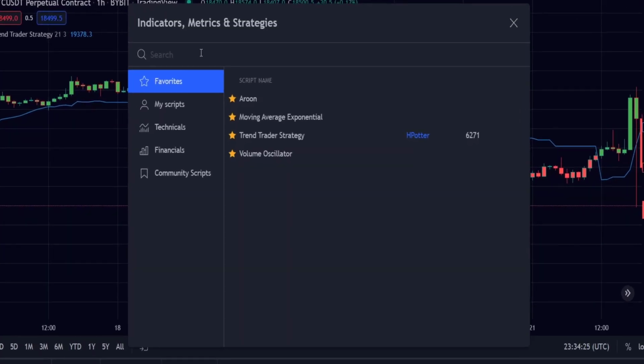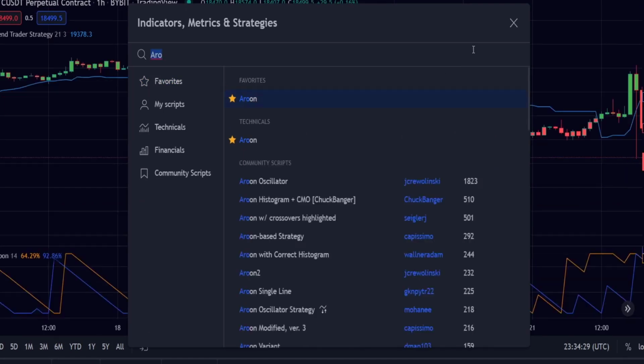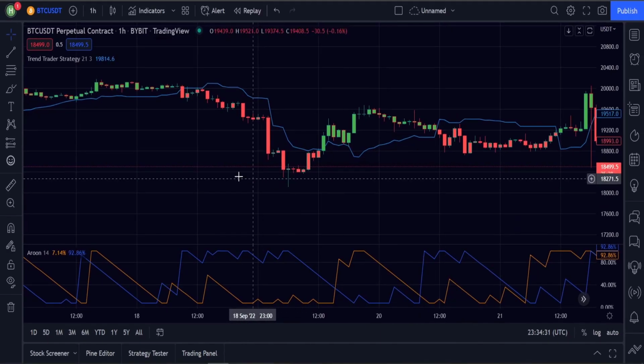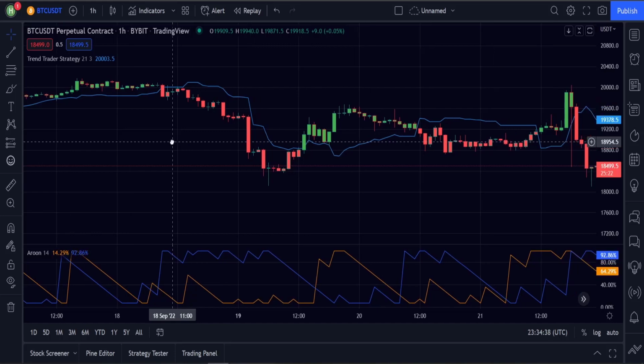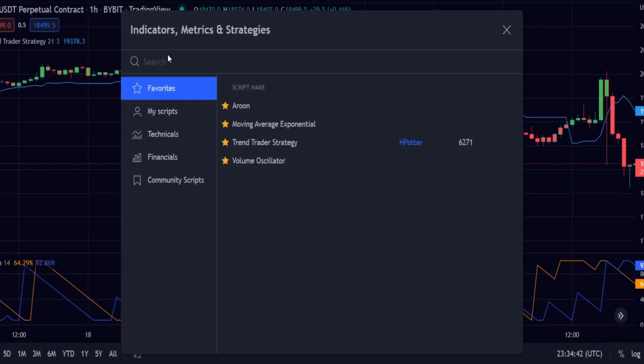Now for our second indicator, we're going to search Aroon, this one right here. The Aroon indicator is a technical indicator that's used to identify trend changes in the price of an asset, as well as the strength of that trend. In essence, the indicator measures the time between highs and the time between lows over a time period.